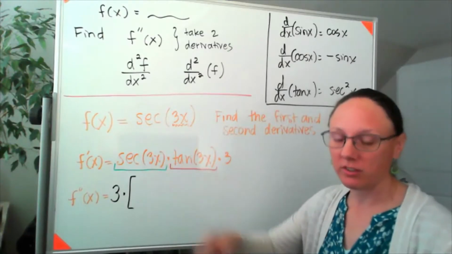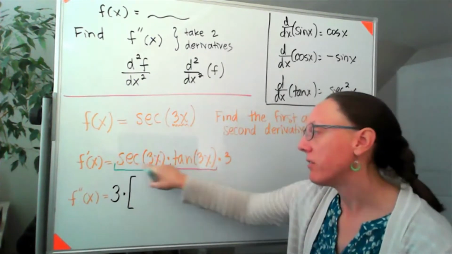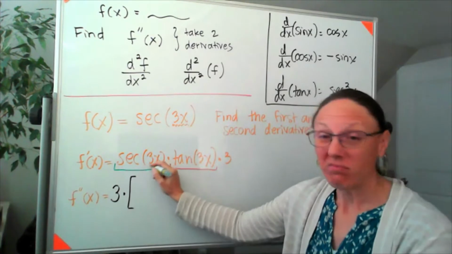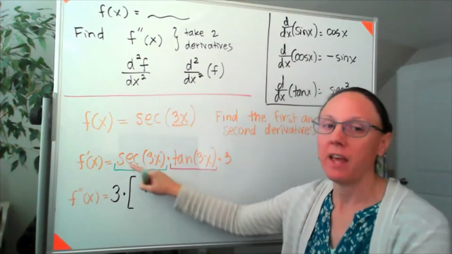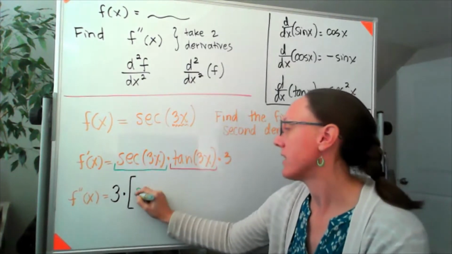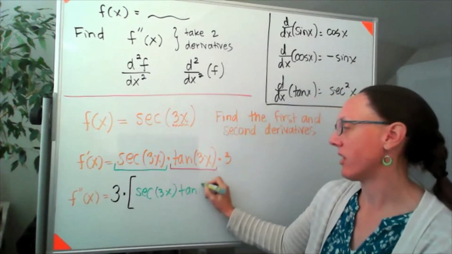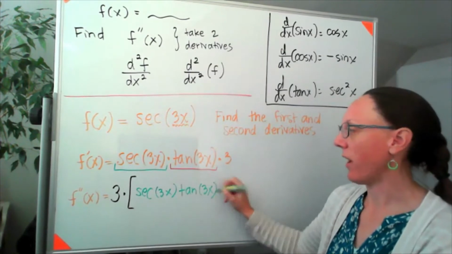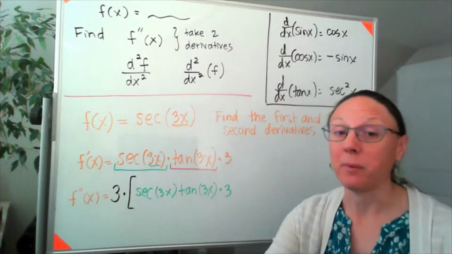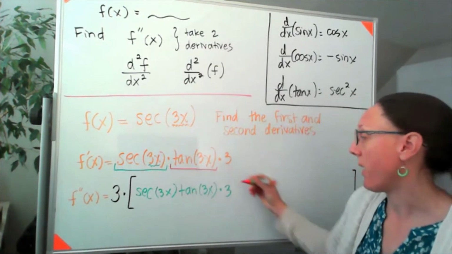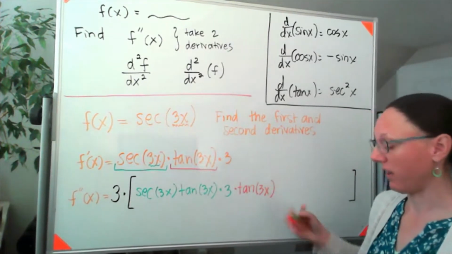But since it's a product rule, I'm going to need the derivative of my first piece and the derivative of secant of 3x. I have a function inside of my secant, so I already know I'm going to need to use chain rule. And then I'm going to think about the derivative of secant of something is secant of that something times tangent of that something. And then we'll go ahead and multiply by the derivative of the inside, which is 3. Then, because of my product rule, I'm going to multiply by tangent of 3x without taking its derivative.